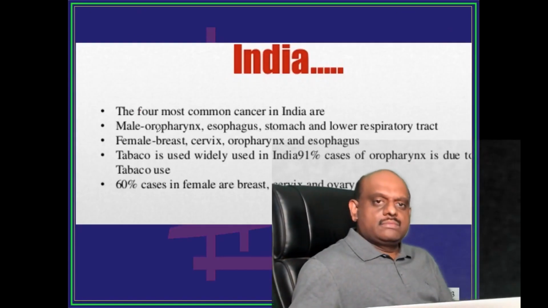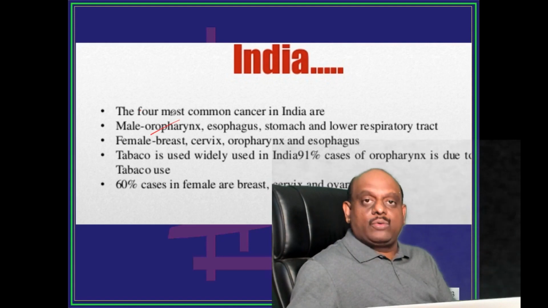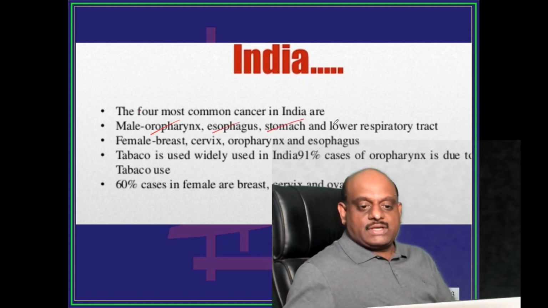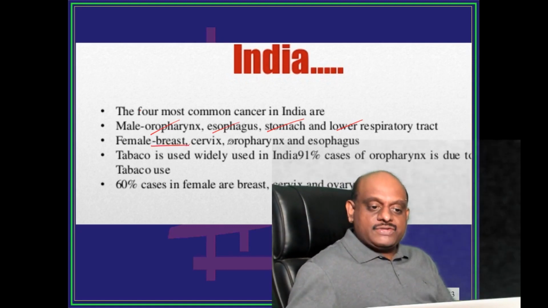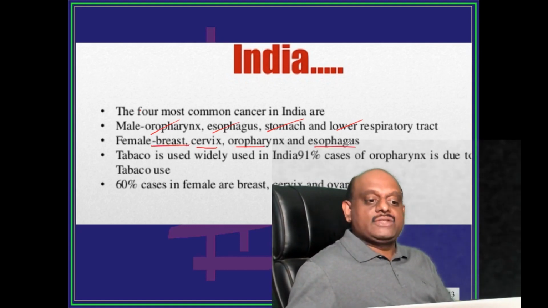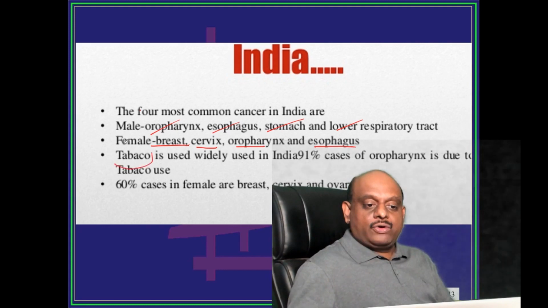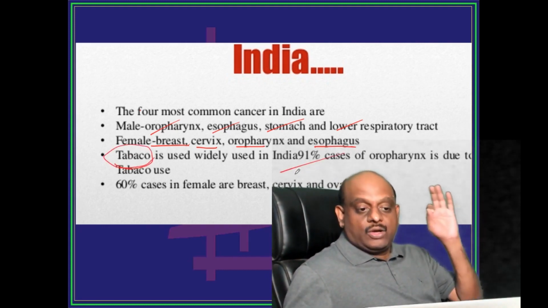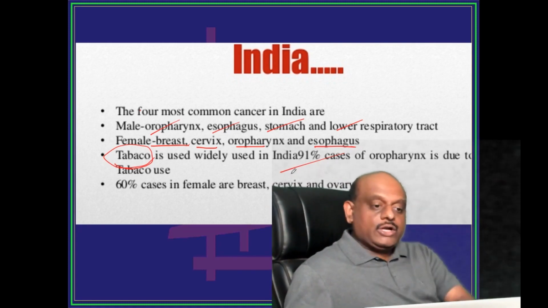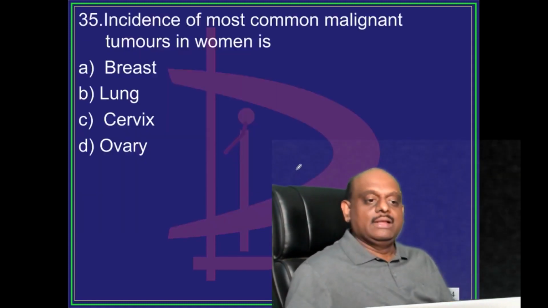So what is the first most common cancer in India? Oropharynx, esophagus, stomach, lower respiratory tract. In females, it may be breast, cervix, oropharynx and esophagus. Tobacco is used widely in India. That is the reason 91% of cases are oropharynx, because of tobacco use. That is what you need to remember.